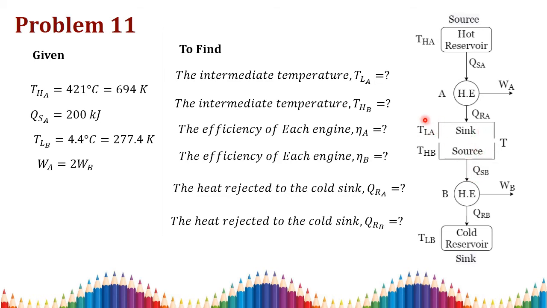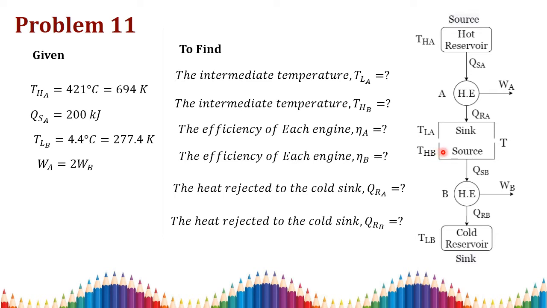What we need to understand is that TLA, the lower reservoir temperature of A, is equal to THB. So I can write this intermediate temperature as a new term T. These three temperatures are the same, that is T is equal to TLA is equal to THB. This intermediate temperature we need to find out.